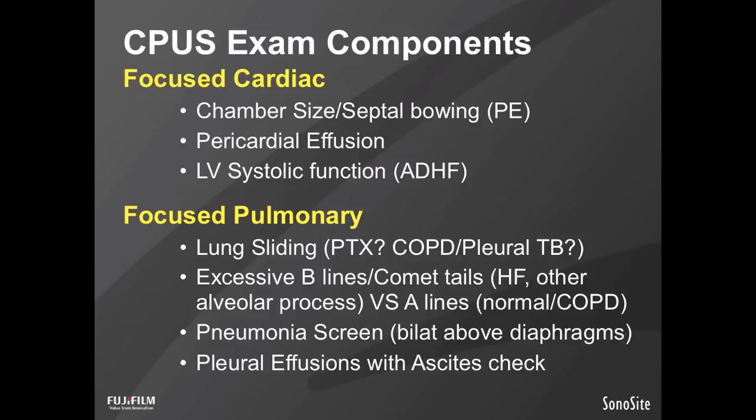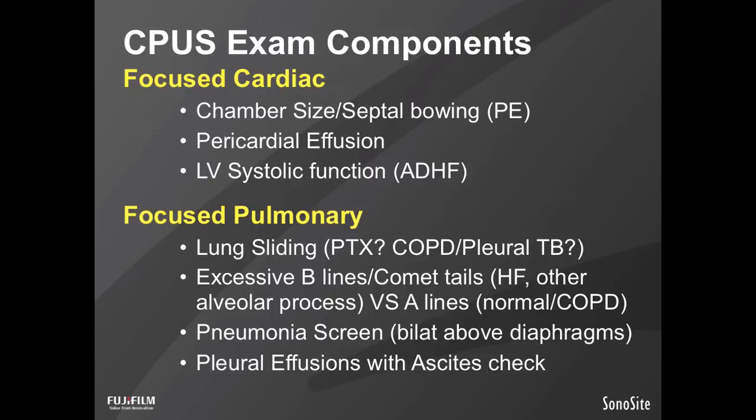So let's discuss the cardiopulmonary ultrasound exam components. In the focused cardiac portion, we're looking at chamber size, specifically right versus left ventricles, and then the presence of pericardial effusion and size of effusion, including assessment for tamponade. And we're also looking at left ventricular systolic function, specifically to get a sense of whether the patient's shortness of breath is caused by acute decompensated heart failure. We're not going to measure ejection fraction, but rather get a global sense of the left ventricular squeeze.